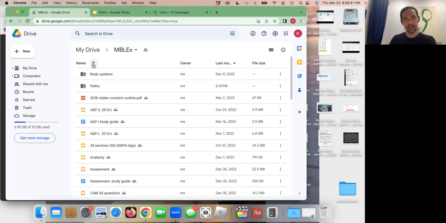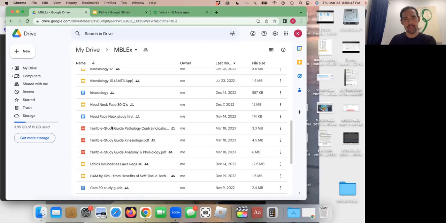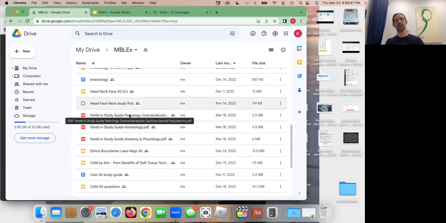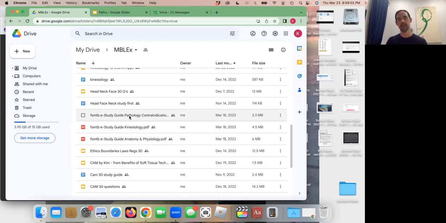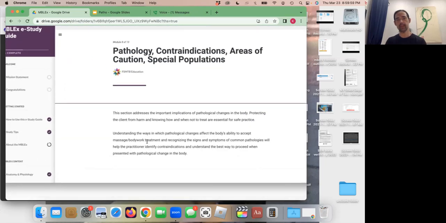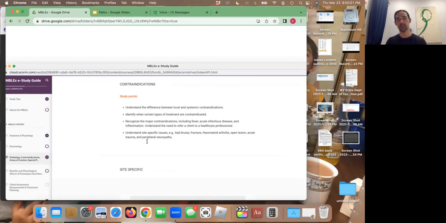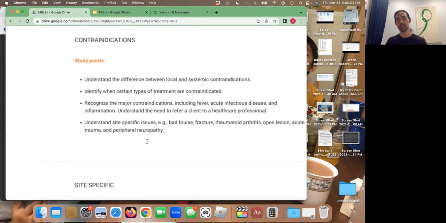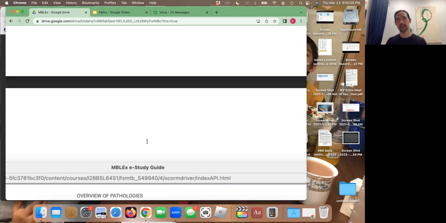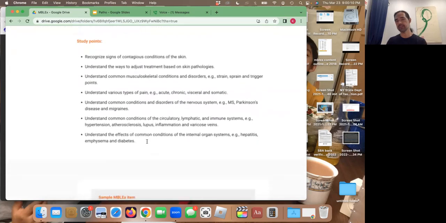Here we go. FSMTB e-study guide. And if you open the pathology, this is really important. If you open the pathology or the A&P or the kinesiology, you'll see everything you're supposed to study. And I want you guys to make sure that you're going through these, using them regularly to pick things to study. And sometimes they'll tell you things that you don't have to study.